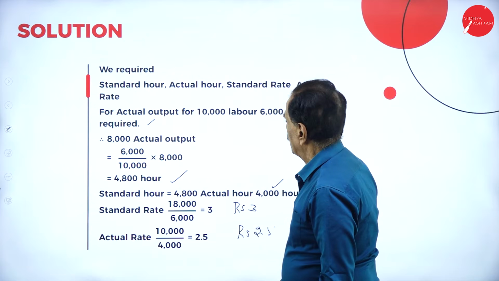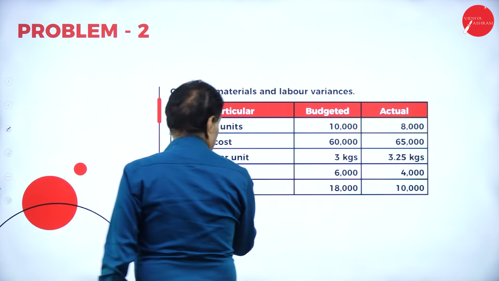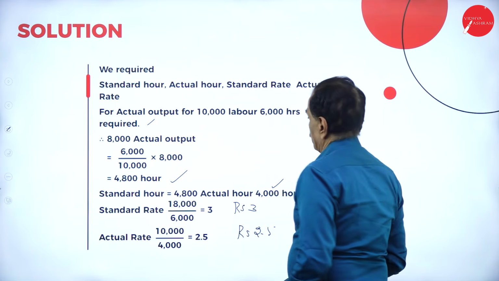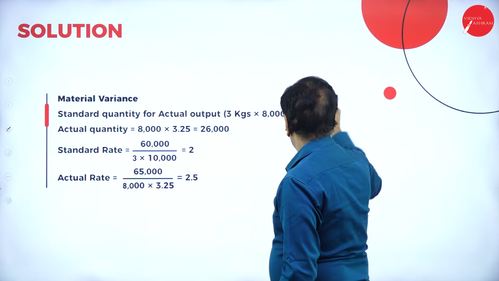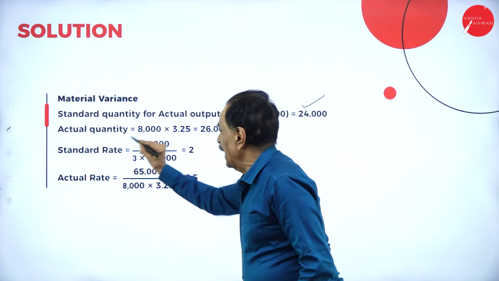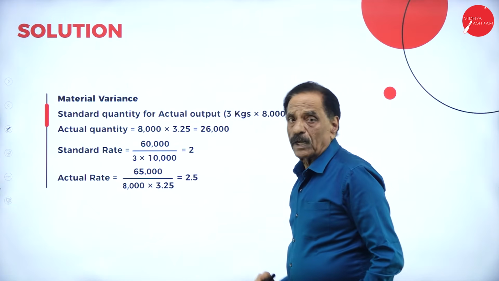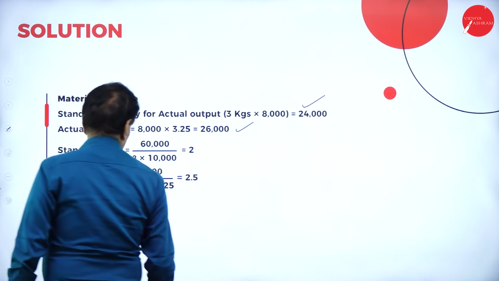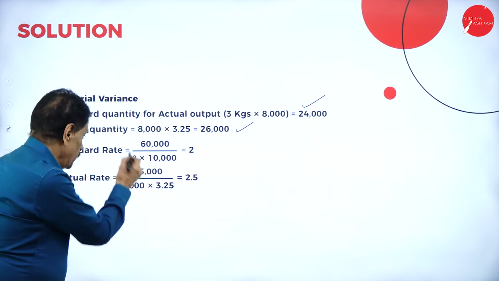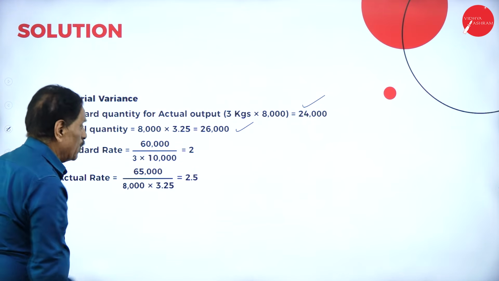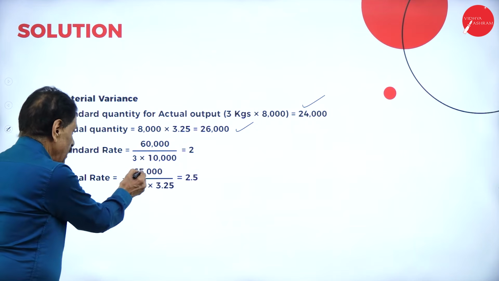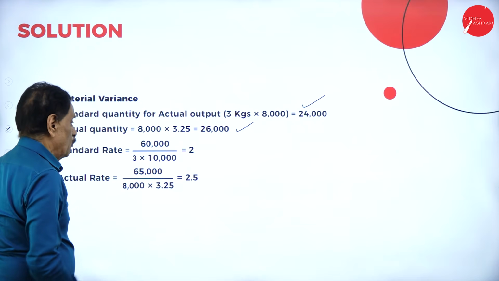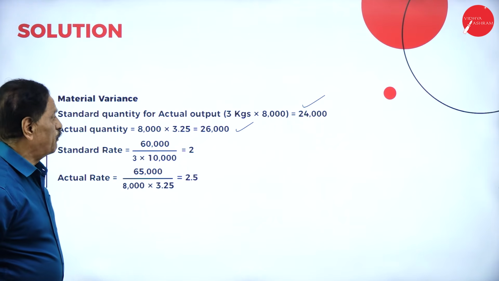Then material variance. Standard quantity for actual output. Here come back to the problem. Material cost per unit standard is 3 kgs for actual output of 8,000. So 3 into 8,000 is 24,000. Actual quantity is 8,000 into 3.25, that is 26,000. Standard rate: 60,000 divided by 30,000 works out to 2 rupees. Actual rate: 65,000 divided by 26,000 works out to 2.5.